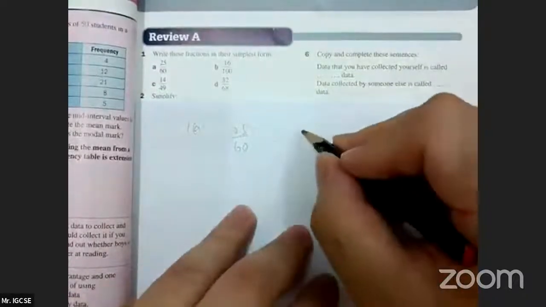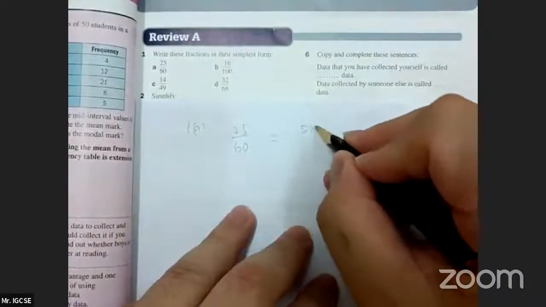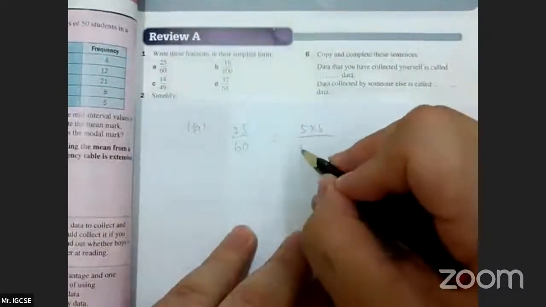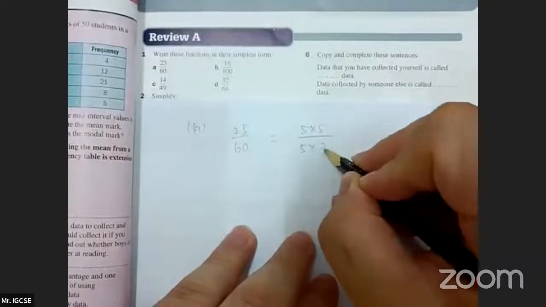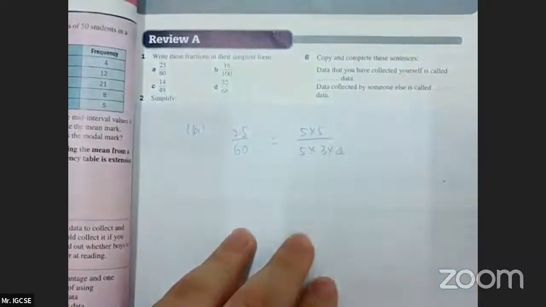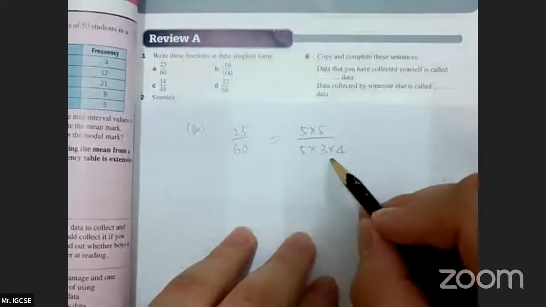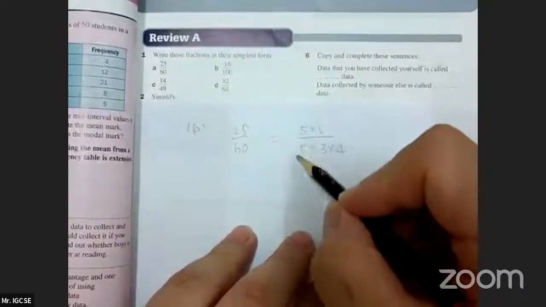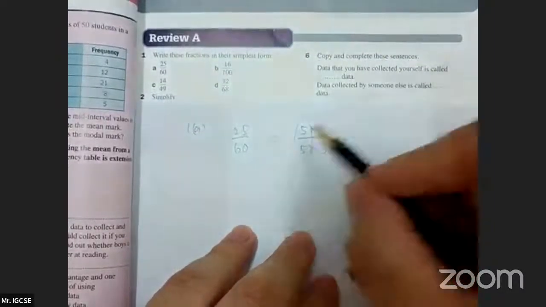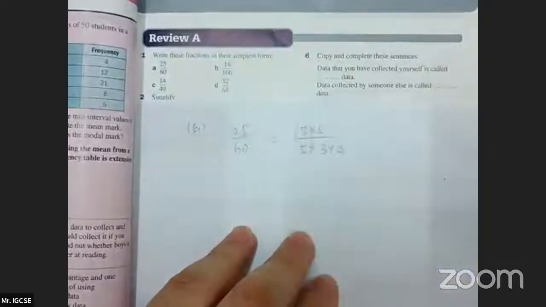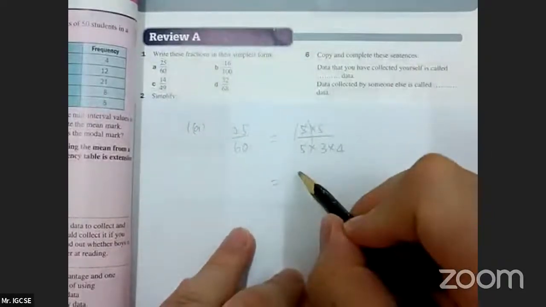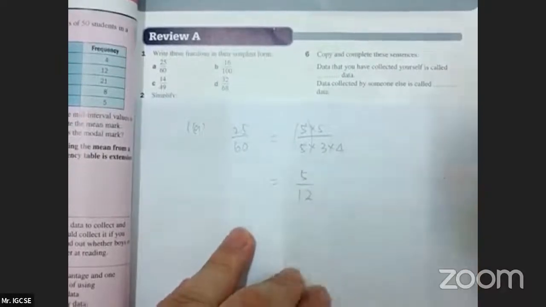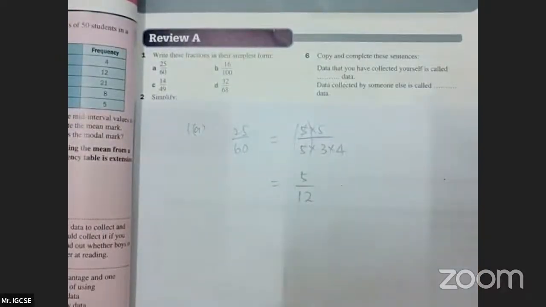This is 5 times 5, because the top one is 5 times 5, and the bottom one is 5 times 3 times 4. As we know that 5 times 12 is 60, when you have the above one and the down one, can you see? This one is a 1, so you can cancel each other. So the answer will be 5 over 12. This is the way of simplifying.